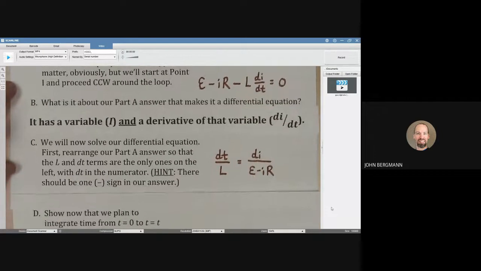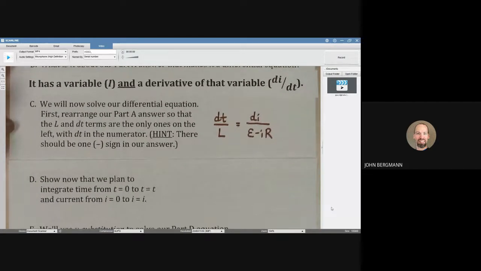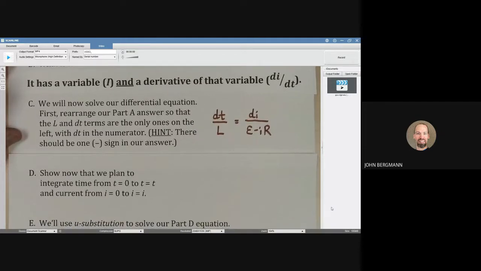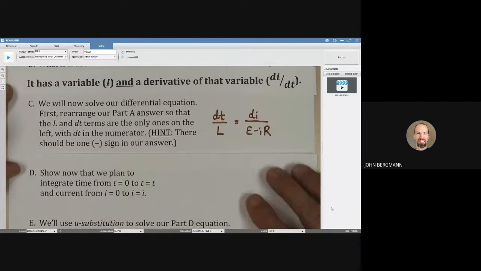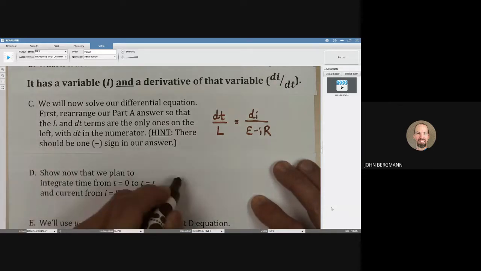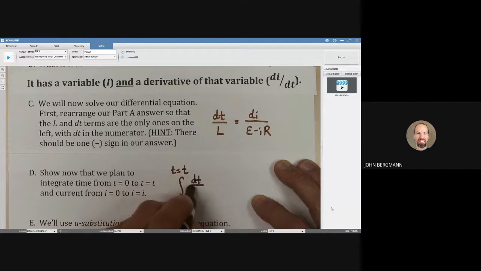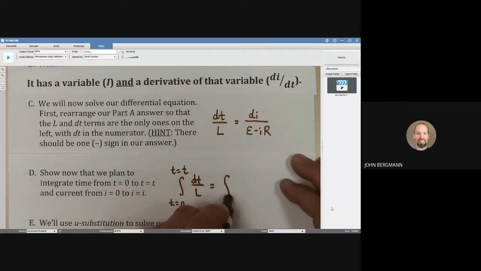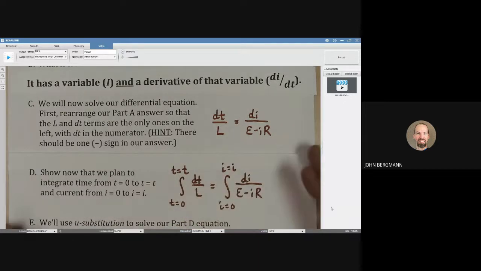Now what we are going to do is show that we plan to integrate time from t equals 0 to t equals t, and we're going to integrate the current. The current is going to start from nothing, and it's going to increase to i. So we're basically going to rewrite the part C answer with these integration limits. So here we go. From t equals 0 to t equals t, dt over L, and then we're going to integrate this side from i equals 0 to some later current i, di over E minus iR. So that's what we're doing.